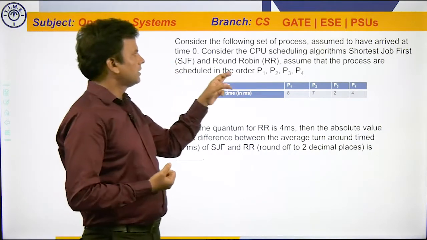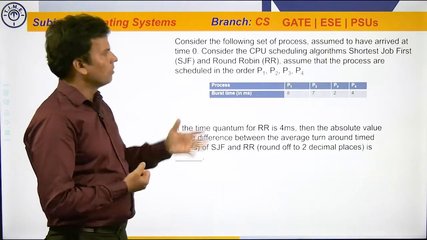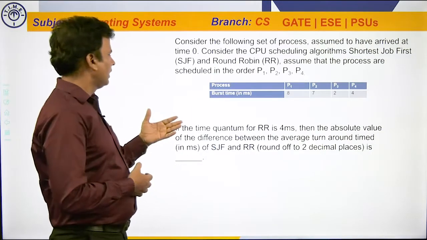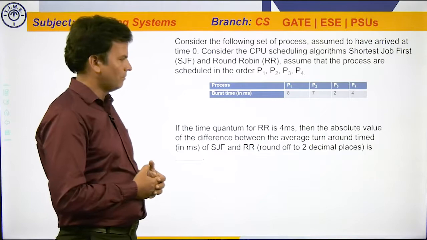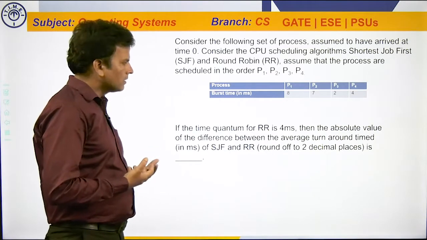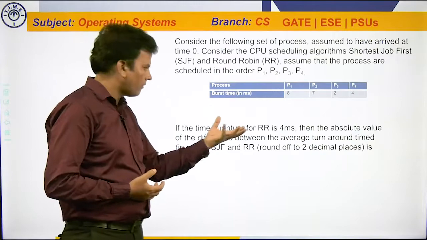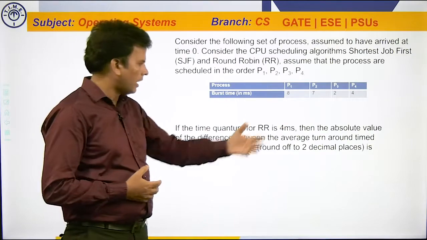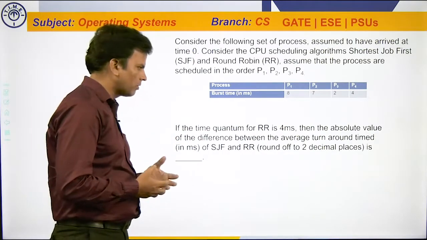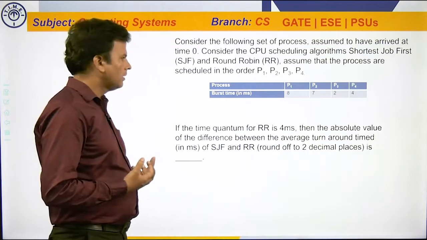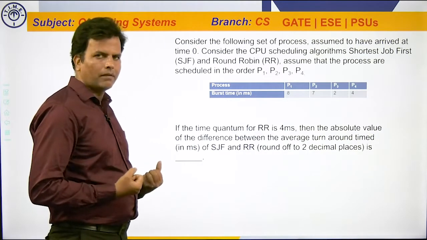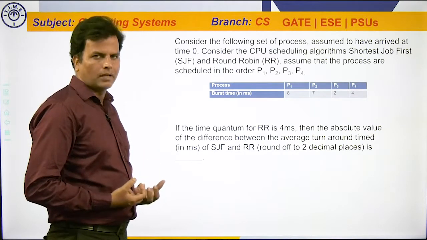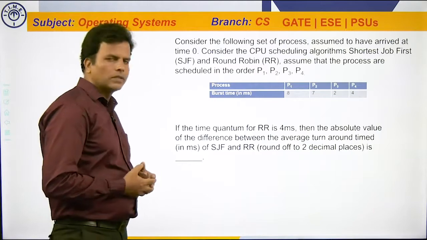Let's see this one. Consider the CPU scheduling algorithms shortest job first and round robin. Assume that the processes are scheduled in order P1, P2, P3, P4 if the time quantum for the round robin is 4 units of time. What he is indirectly asking is to schedule the processes in this order if I am using round robin. Then the absolute value of the difference between the average turnaround times. Absolute value means giving the value irrespective of sign. Okay, so let's discuss these things.